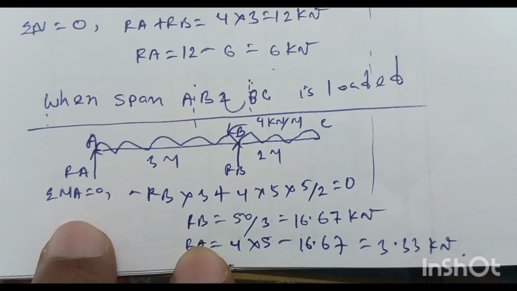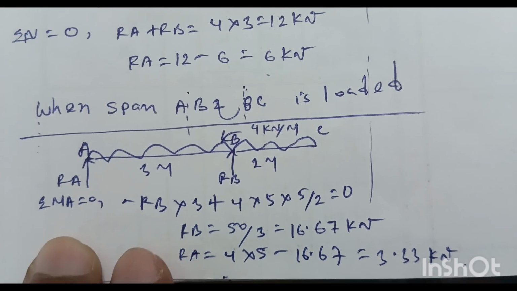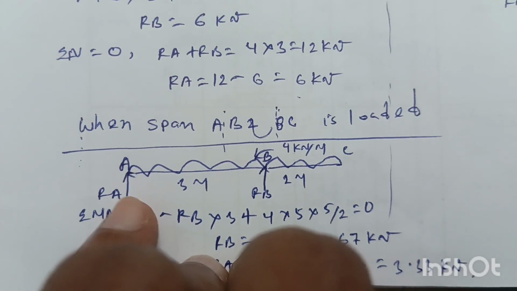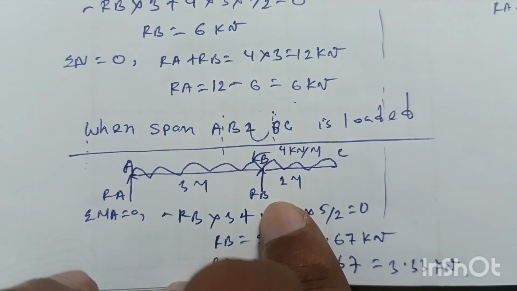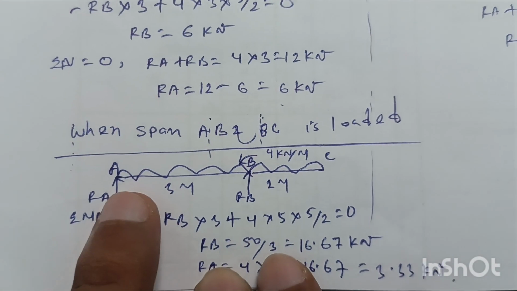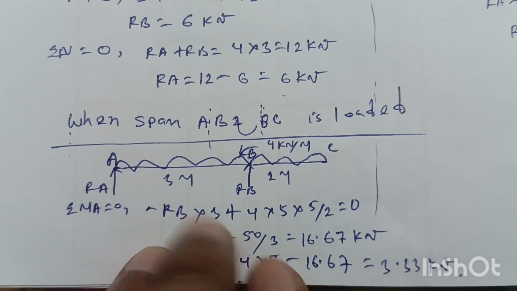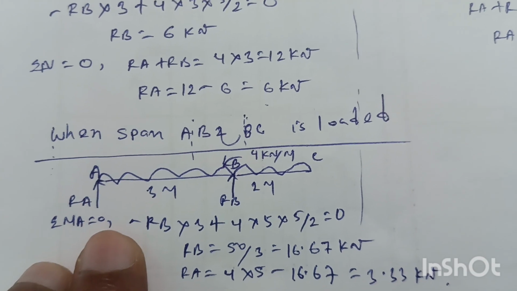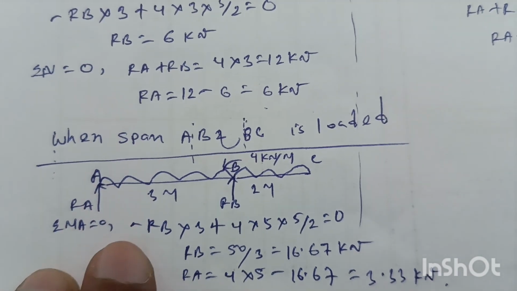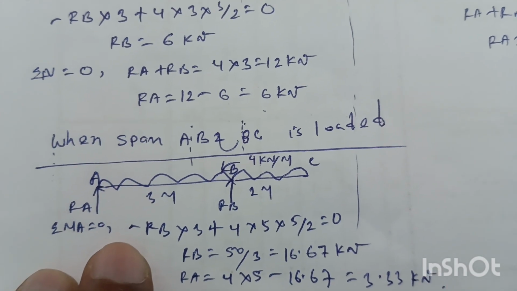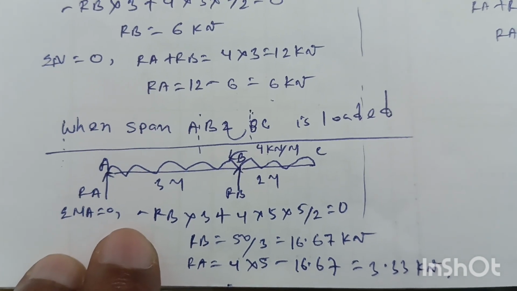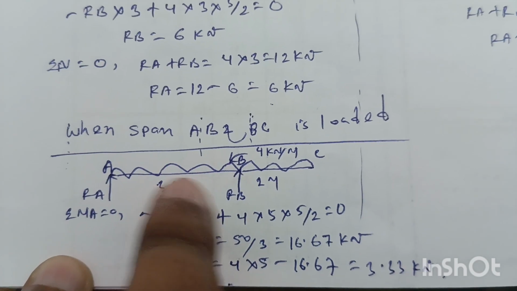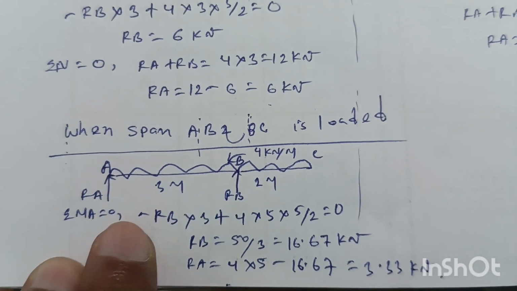When the span AB and BC is loaded, the entire span ABC is loaded, then the scenario will be: reaction at A is RA and reaction at B of the beam is RB. So by equilibrium, if we take moment about the point A equal to 0, then the reaction RB is trying to rotate in anti-clockwise direction, so minus RB into 3, plus the downward load trying to move in clockwise direction, plus 4 into 5, total distance, into half of the loading span, 5 by 2, equal to 0.